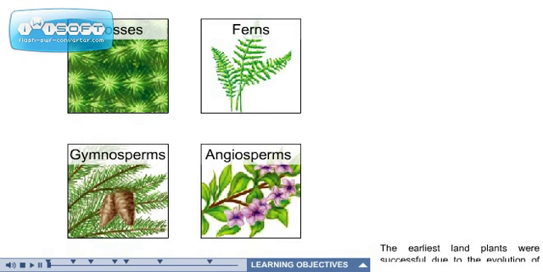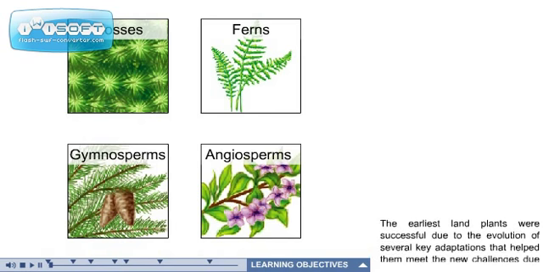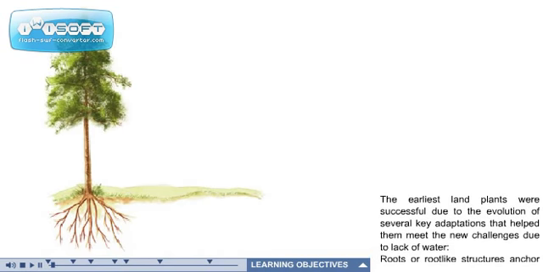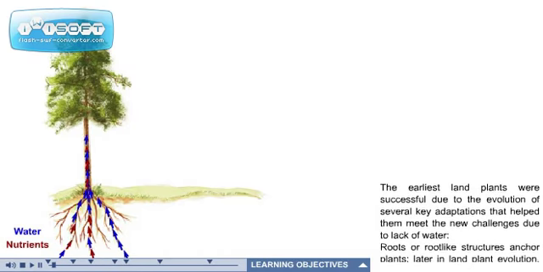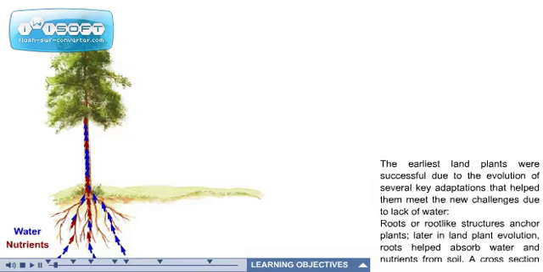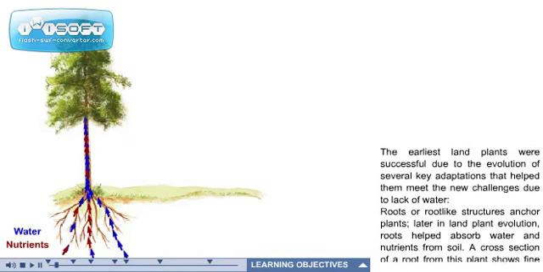The earliest land plants were successful due to the evolution of several key adaptations that helped them meet the new challenges due to lack of water. Roots or root-like structures anchor plants. Later in land plant evolution, roots helped absorb water and nutrients from soil.